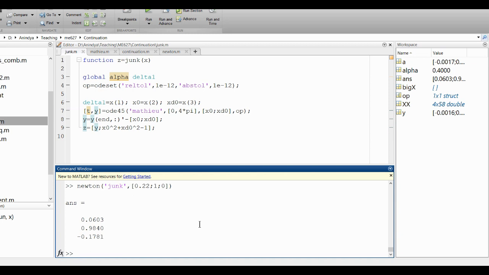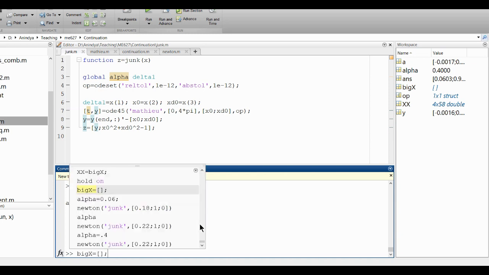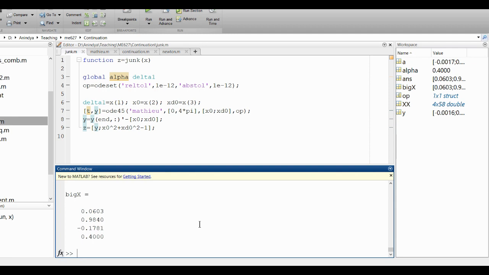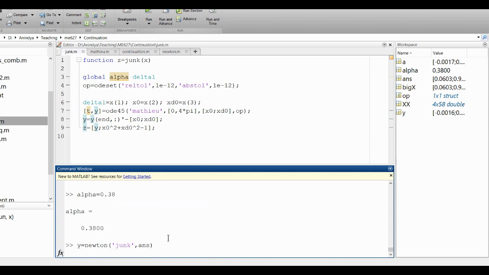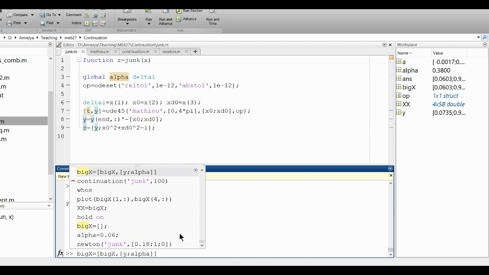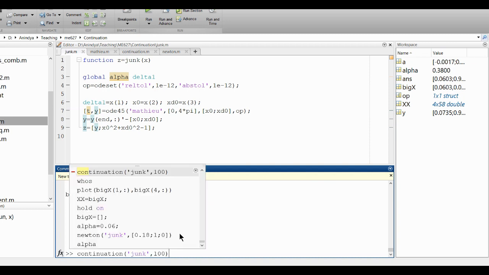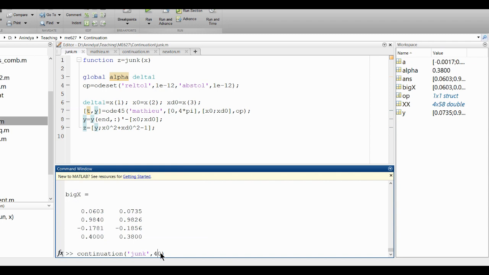Okay, so now let's see what that curve looks like. All right, so that's one, and then alpha equals 0.39 or 38, and then there's another one, so that's another one, and then now we have two, and let us say some 40 points.